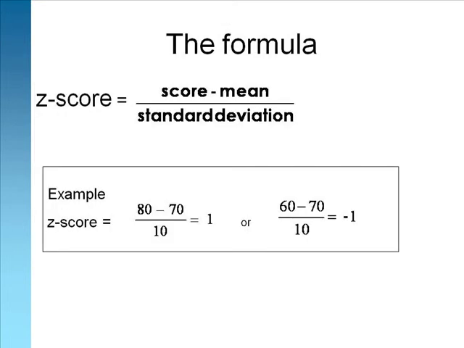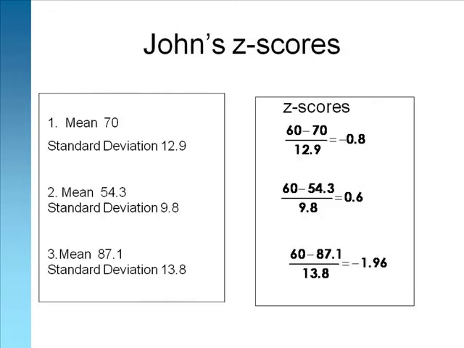Here is the formula and the substitutions needed to find the 1 or -1 described on the previous slide. It must be the score minus the mean in order to have a positive z-score for scores above the mean and a negative z-score for scores below the mean. Now, back to John's test.